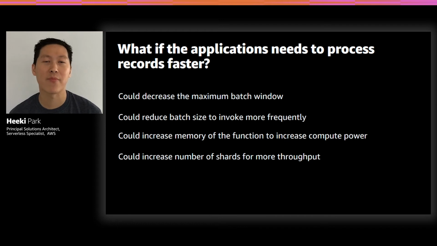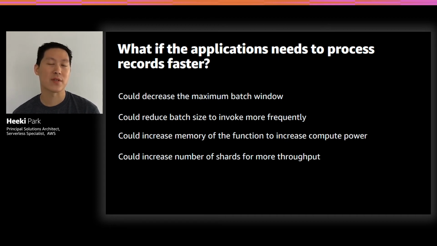This is something you'd want to balance with how much compute power is required per record that is processed. If we increase the memory of the function, we get proportional compute power to process the records. This is useful if the application is doing fairly heavy computation for each record. And we could also increase the number of shards for more throughput. And this is going to be important when we're considering the read and write throughput overall. But if we're scaling the number of shards strictly for reads, it's quite possible we could be wasting throughput for those writes that would go unutilized.